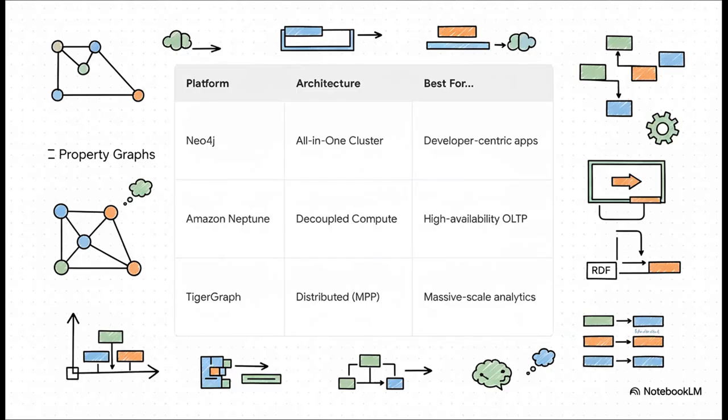And last but not least, when you actually go to pick a platform, remember that not all graphs are built the same. You've got Neo4j, which is kind of the mature all-in-one package. Then there's Amazon Neptune, built for the cloud, separating storage and compute. And then you have TigerGraph, which is just a beast for massive scale analytics and parallel processing.